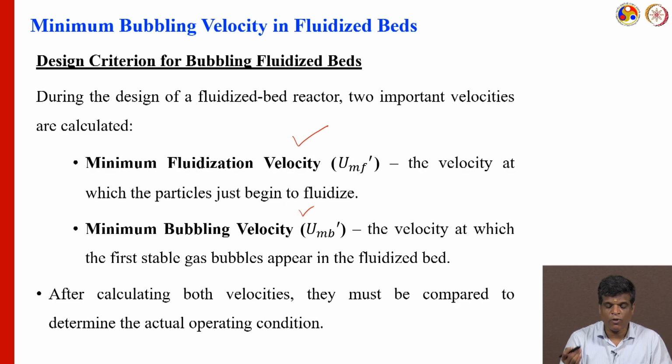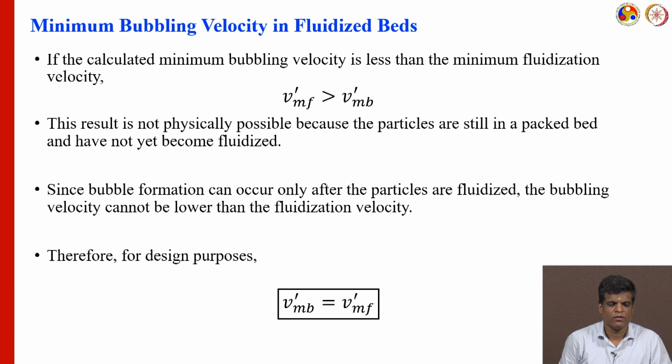The velocity at which the particles just begin to be fluidized, we call the minimum fluidization velocity. In the same way, the velocity at which the first stable gas bubble appears, which is very important, we call the minimum bubbling velocity in the fluidized bed. Definitely we have to compare both velocities, then we will get some idea about what conditions work here.